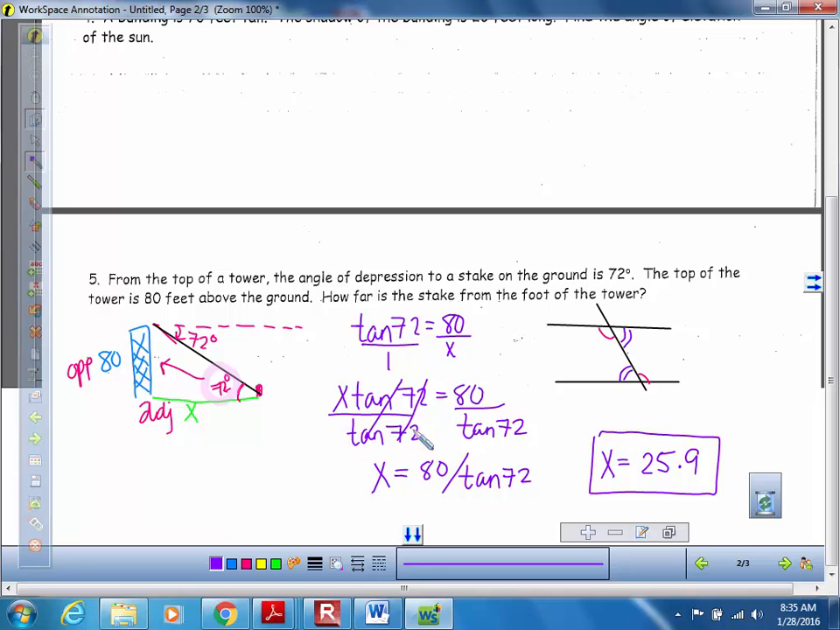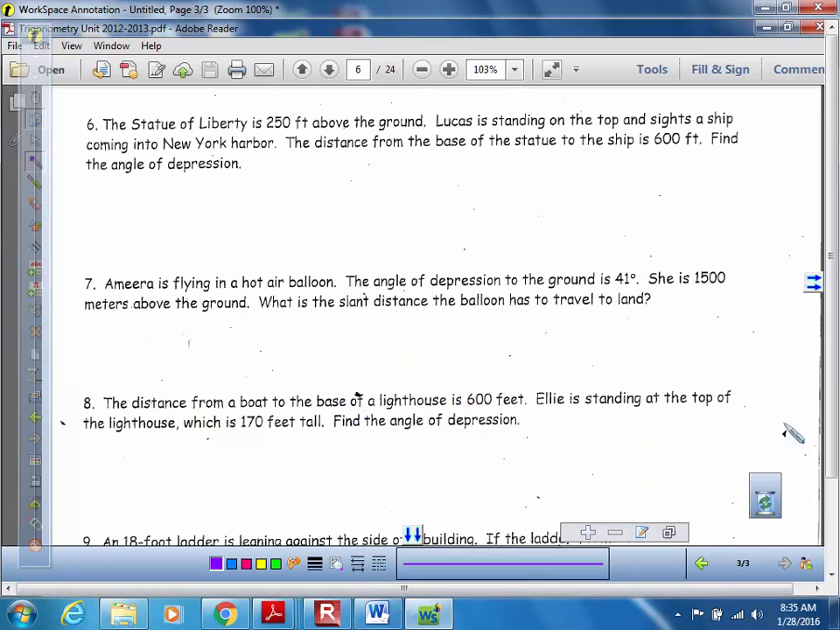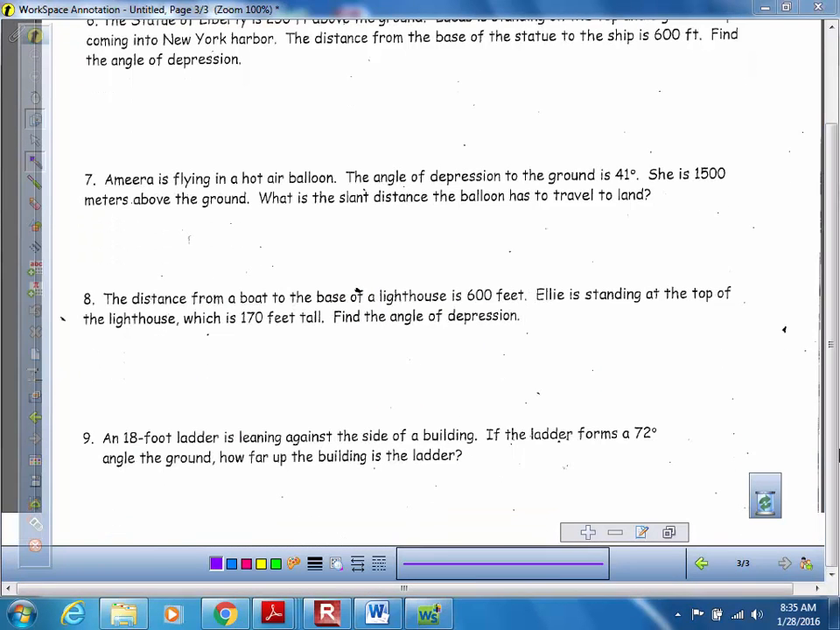Okay. Let's try one more angle of depression just to make sure we know how to do it. So let's look at number 8. In this one, it says the distance from a boat to the base of a lighthouse is 600 feet. Ellie is standing at the top of the lighthouse, which is 170 feet tall. Find the angle of depression.